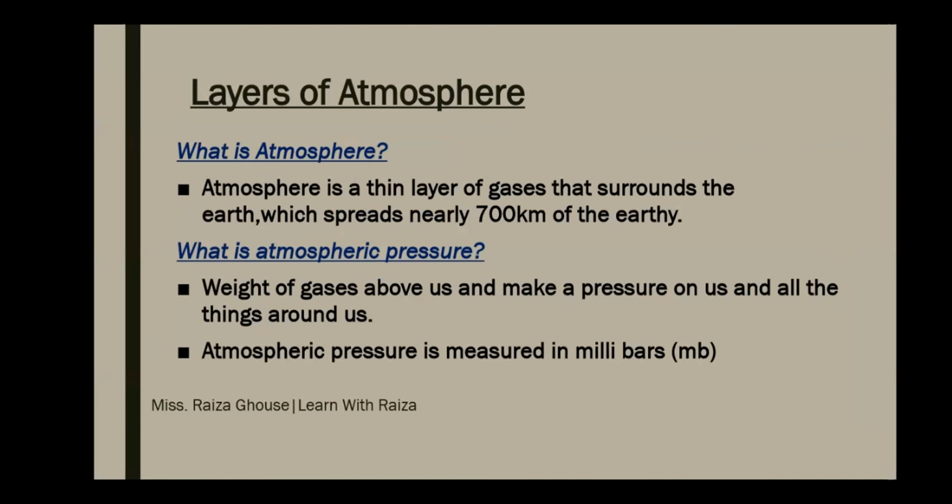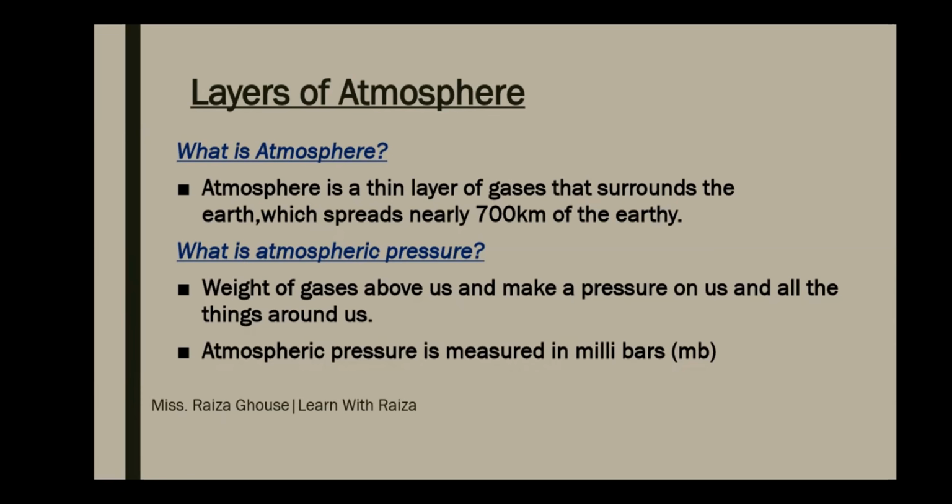That's what I always say: science is not something that you have to think up and write. You can't say atmosphere is the clouds, atmosphere is the sky. Atmosphere has a particular definition. If you write that definition only, you score your marks. So atmosphere is a thin layer of gases that surrounds the earth. Our earth is surrounded by a thin layer of many gases. That thin layer of gases surrounding our earth is called the atmosphere.